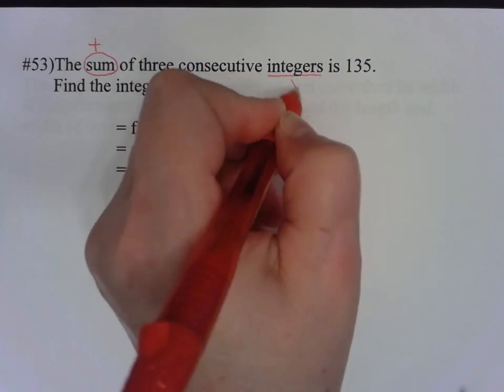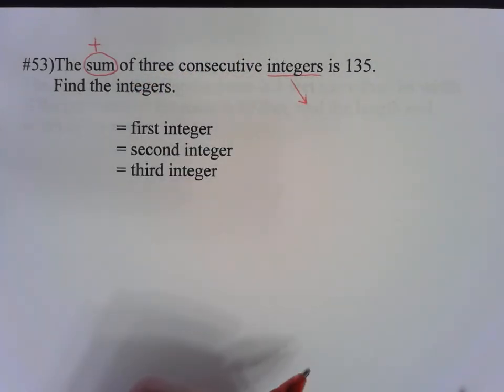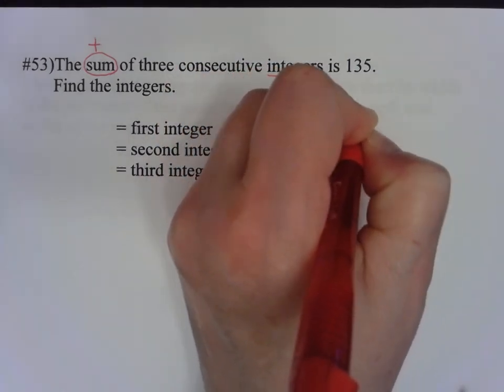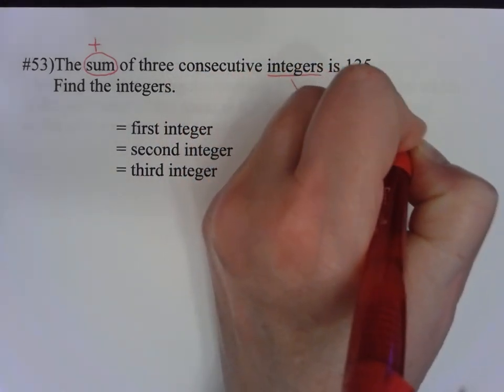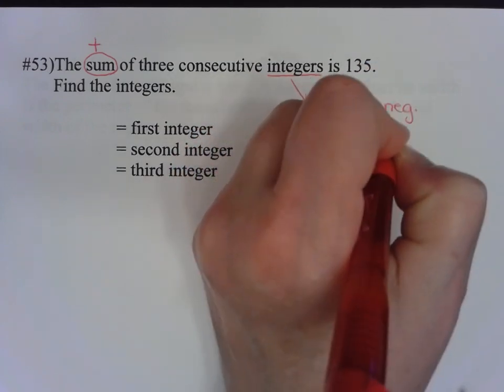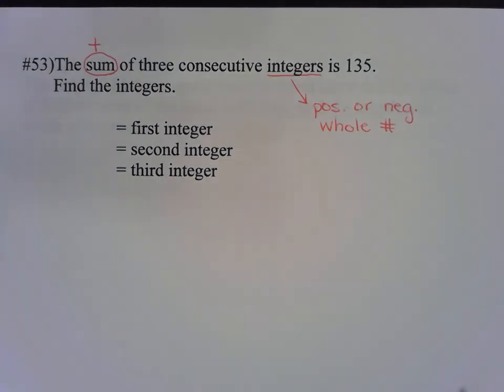So what does it mean to be an integer? This would be a positive or negative whole number. So no fractions, no decimals, either say a positive 5 or a negative 5, right? Some kind of numbers like that.